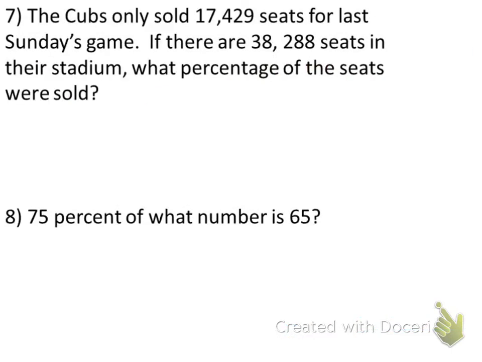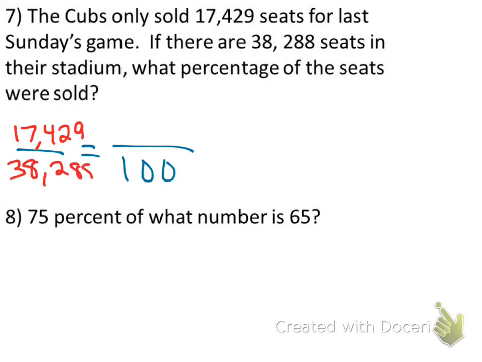All right, number 7 says the Cubs sold 17,429 seats for last Sunday's game. If there are 38,288 seats in the stadium, what percentage of the seats were sold? So, let's just go through number by number. The 17,000 number, is that a part of the stadium or the entire stadium? That's part, so that goes in our part spot. 38,000, is that the part or the whole or the percent? This is the whole, and then we are looking for the percent.